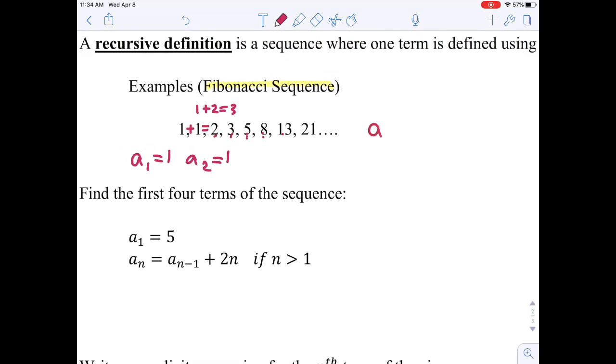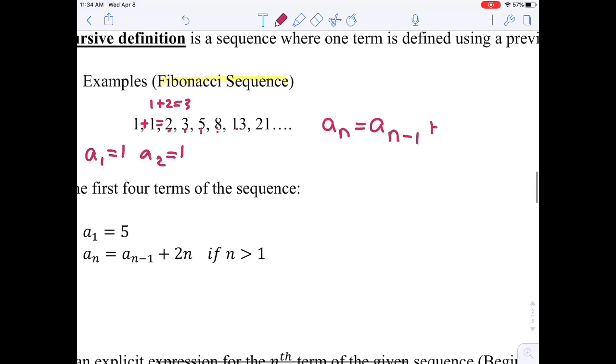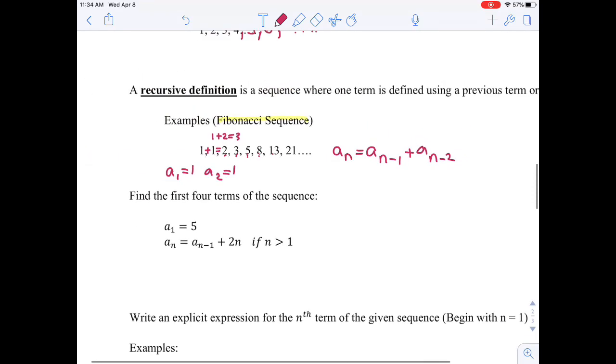And that has a recursive form of a sub n equals a sub n minus 1 plus a sub n minus 2, the two previous terms.